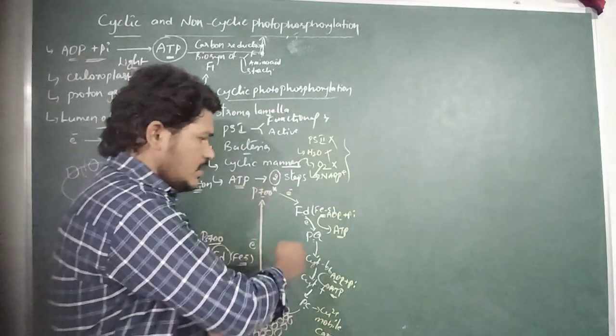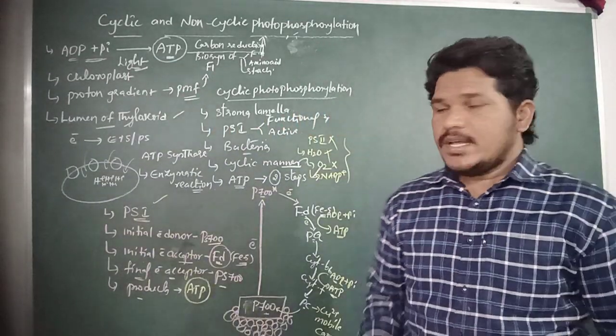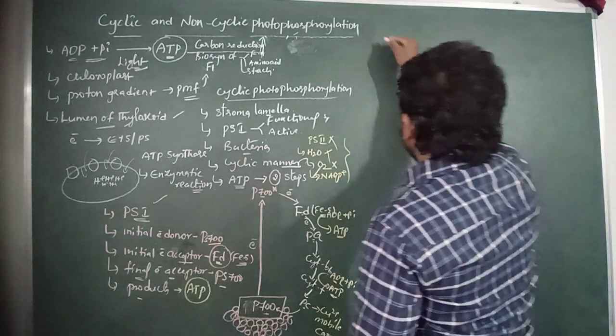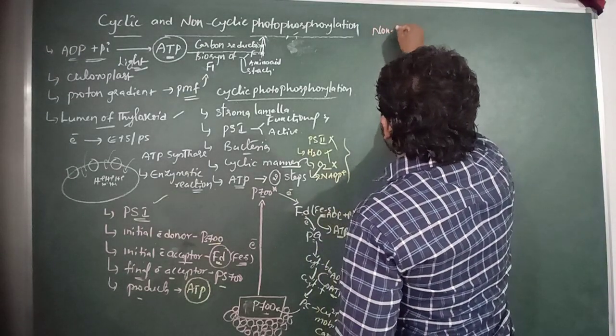This is cyclic photophosphorylation. And then coming to non-cyclic photophosphorylation.